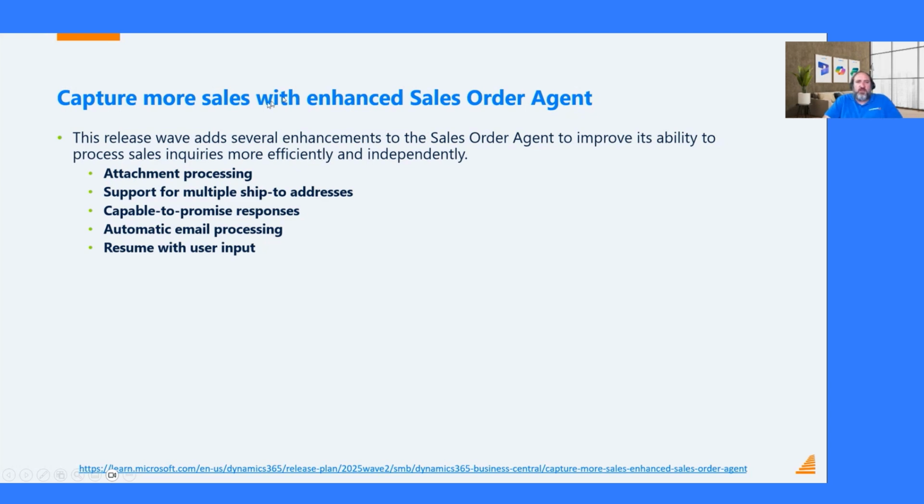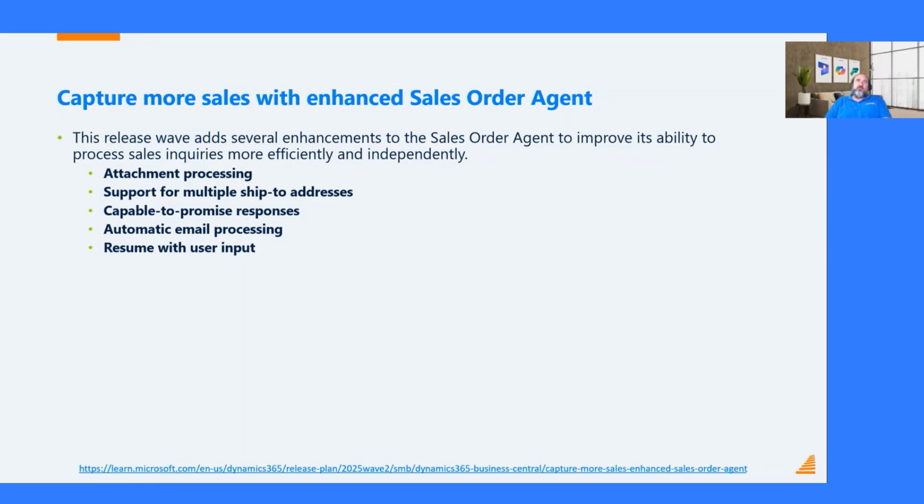They've also increased the capability of the sales order agent, giving you the ability to capture more sales. You have the ability to process attachments. There's also support for multiple ship-to addresses. So if the partner, in his message or email to you, says that he wants certain things shipped to different addresses, it can look up the different addresses, and when it finds multiple addresses, you can say these items go to that address. It also now has the ability to do capable to promise. In the past, if the customer asked, do you have this, it would just have a look at the items.